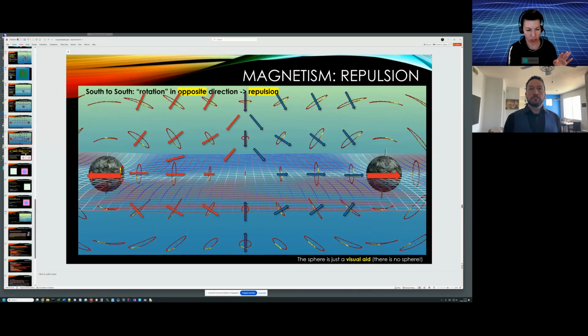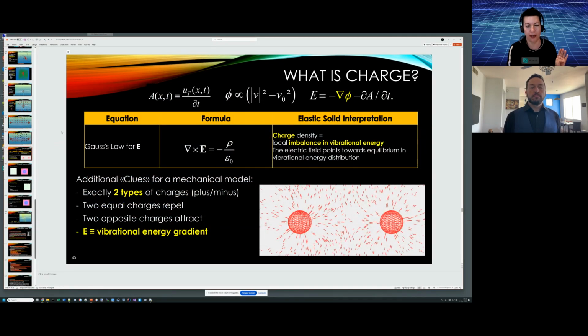Now, charge is not finished. I'm still working on this, but basically there are different solutions. So for charge, there are different possibilities. When we look at the definition, when you look at Gauss's law, for instance, the charge density is the local imbalance of vibrational energy. So we have something that has more vibrational energy in the center, and then you have the gradient of that.